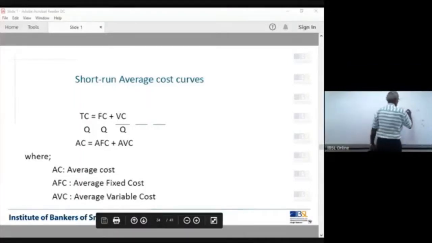AC curve is also a U shape. Another curve, the MC curve, is also U shape.